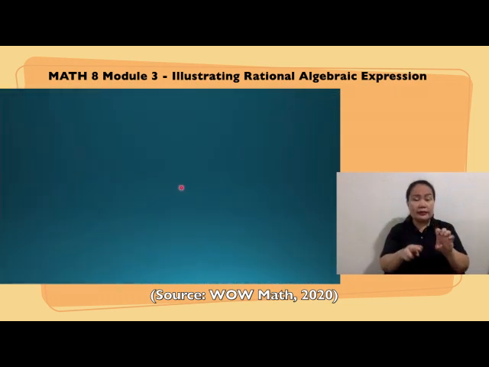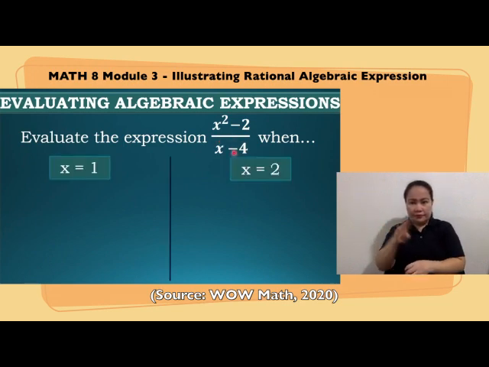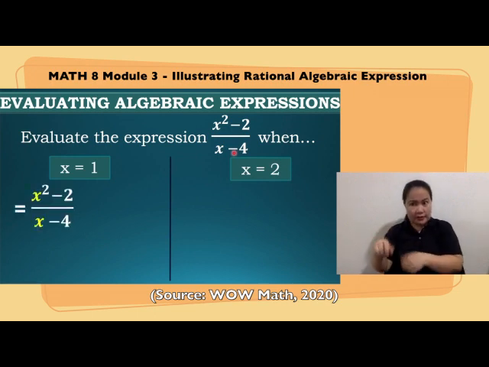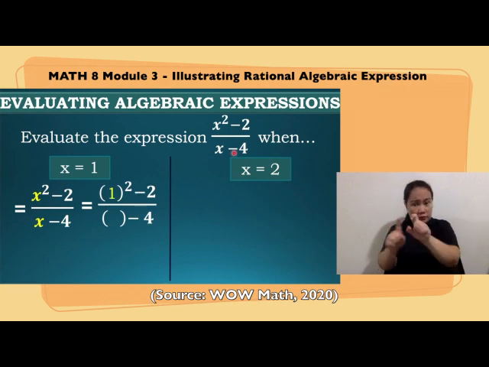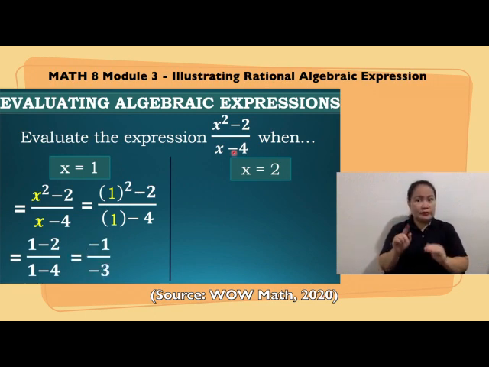Another example. I have here x squared minus 2 all over x minus 4. So, we will have x is equal to 1. Let us substitute also x is equal to 2. So, let us try to evaluate. x squared minus 2 all over x minus 4. We will substitute 1, and then another 1. So, 1 squared is 1 minus 2 all over 1 minus 4. 1 minus 2 is negative 1. 1 minus 4 is negative 3. Let us simplify. Negative 1 all over negative 3, that is positive 1/3.